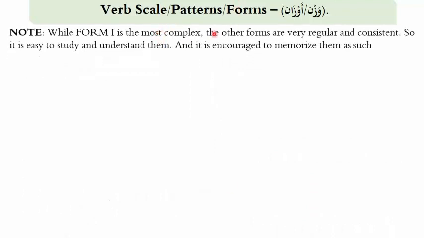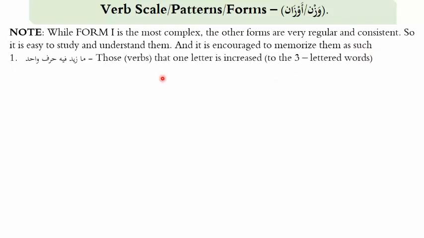So we are still with verb scale patterns and the forms, inshallah. Note, while form 1 is the most complex, the other forms are regular and consistent. So it is easy to study and understand them, and it is encouraged to memorize them as follows, inshallah. Alright? ما زيد فيه حرف واحد. Those verbs that are increased on the 3-lettered verbs. There are 3 patterns here.